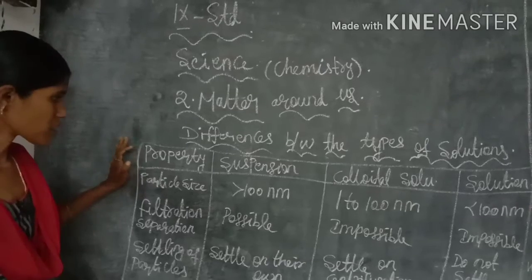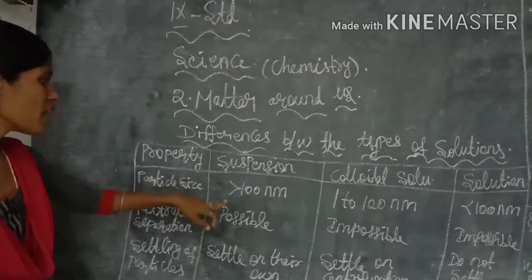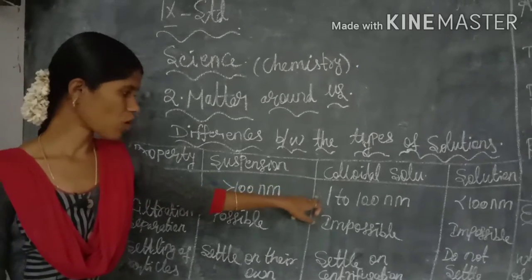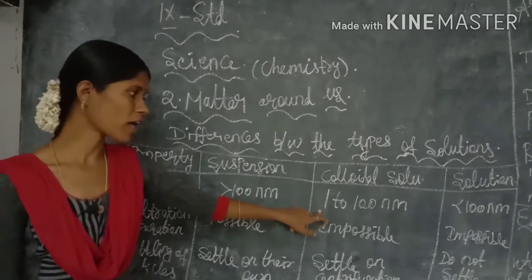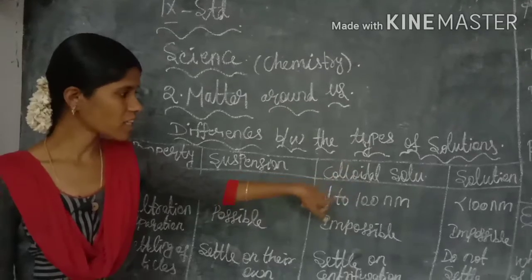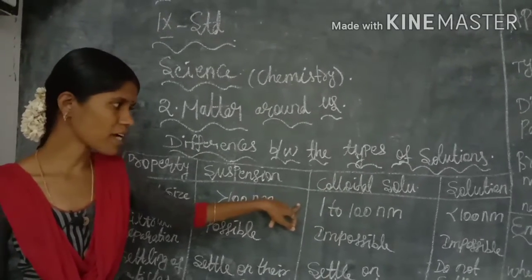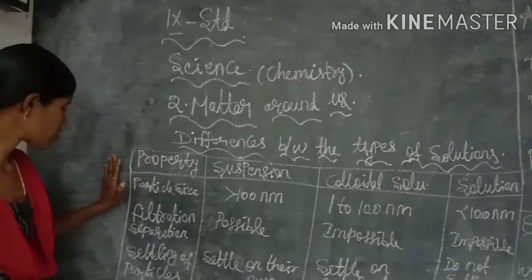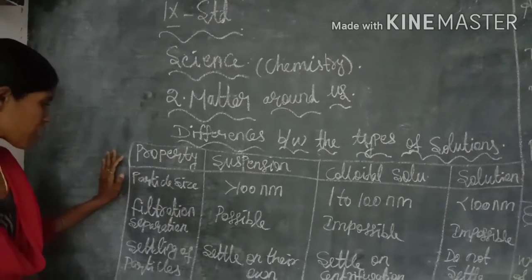The particle size in the case of suspension is greater than 100 nanometer, whereas in the case of a colloidal solution it is between 1 to 100 nanometer. And in the case of a true solution, the particle size is much less than 100 nanometer. And the second property is filtration separation.